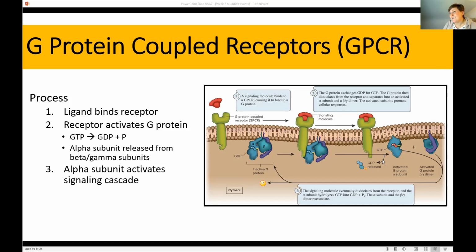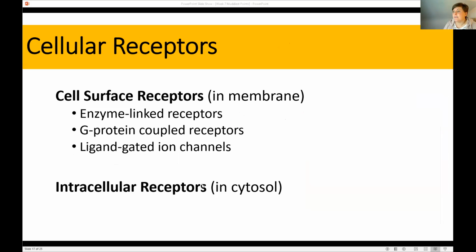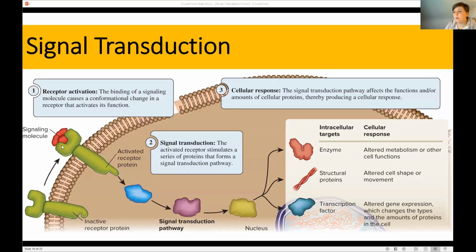And then what happens is you release the GDP, you actually phosphorylate it to create GTP, and that gives you enough energy basically to release a subunit or a component of that G protein. That would be the alpha subunit. And then the alpha subunit sets off a signaling cascade. So essentially, if we were to go back to this picture, what we would be seeing is a signaling molecule bind a receptor. This receptor would activate the G protein, and then this would be the alpha protein of the G protein complex, and it just sets off a signaling cascade.